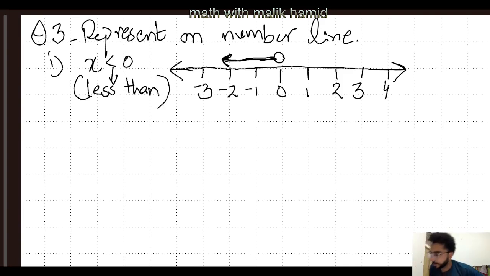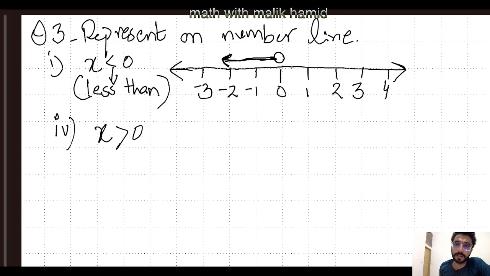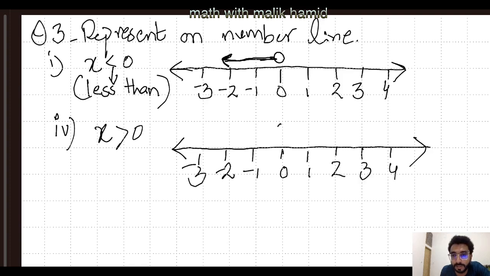Let's look at the fourth part first. The fourth part is similarly just like this: x is greater than 0. Simple. You will make a circle here. Okay. Let me draw a line here simply. My handwriting is not good. We will not fill the 0 and make an arrow toward the right side. Yes.